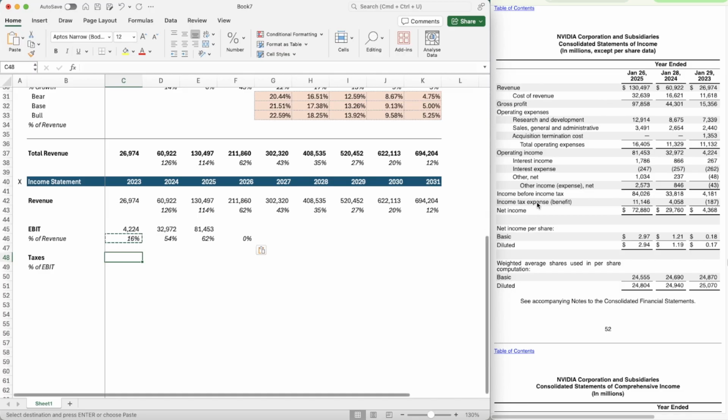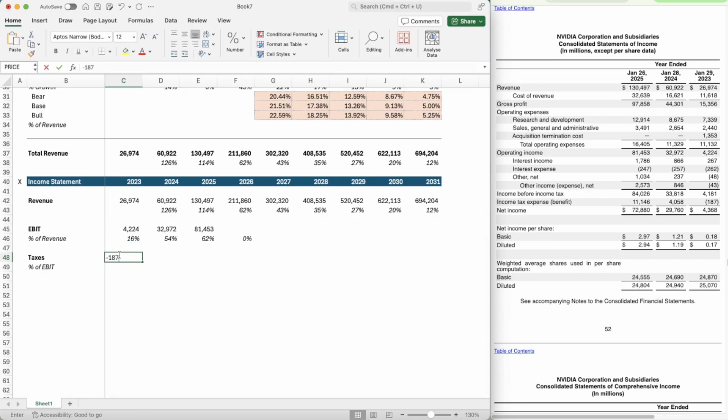And taxes, here we are. So in 2023, they received a tax benefit. $4058, 11146.